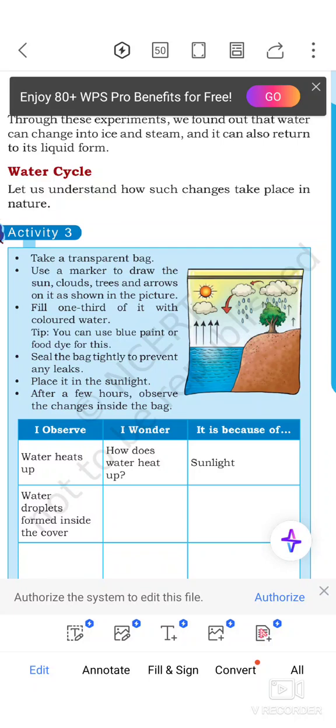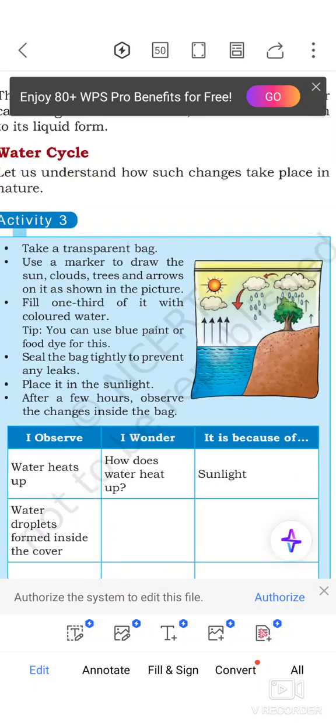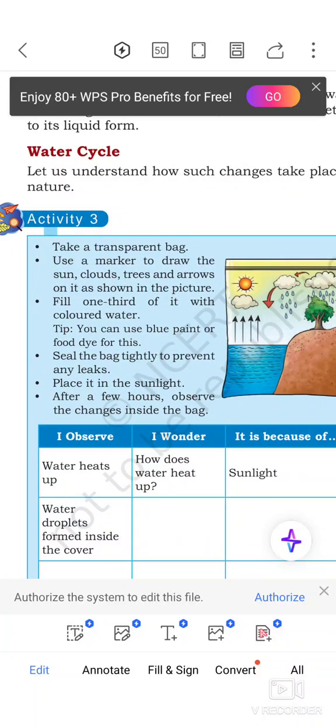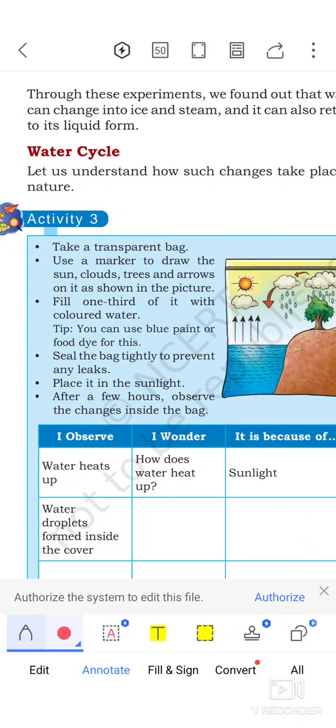For that purpose there is one activity given here. So first of all, see Activity number 3. In this activity you have to take one transparent bag and use a marker to draw the sun, clouds, trees and arrows on it as shown in the picture. Okay, so fill 1/3 of it with colored water. You can use blue pen or food dye for this.